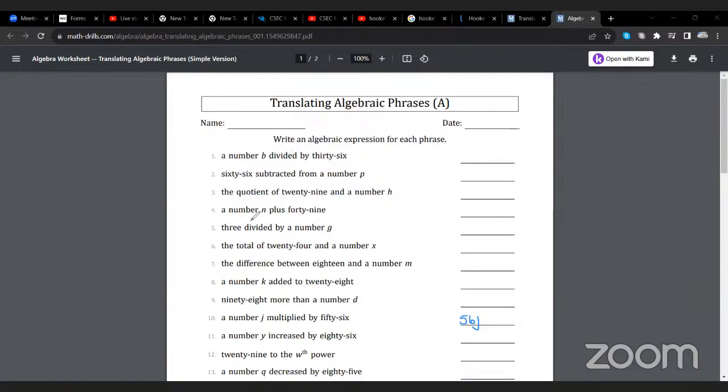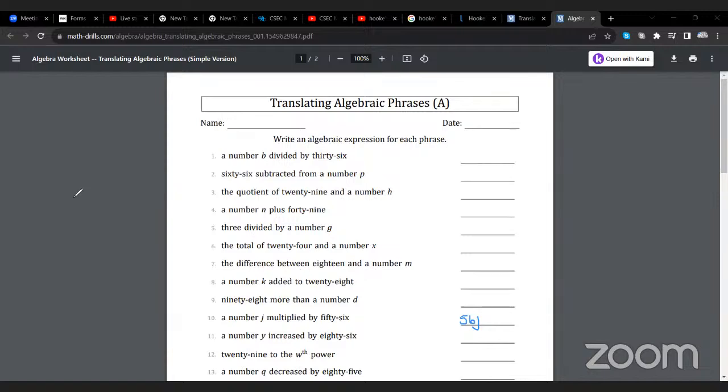All right, folks. So we're at number 11. A number Y increased by 86. What's the answer? Who's taking that one? Brianna? Go ahead. Y plus 86. That's correct. Y plus 86.